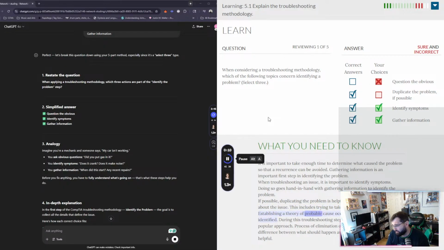Establishing a theory of probable cause occurs after the problem has been identified. During this troubleshooting step, questioning the obvious is a popular approach. Process of elimination of causes and determining the difference between what should happen and what actually happens is helpful.